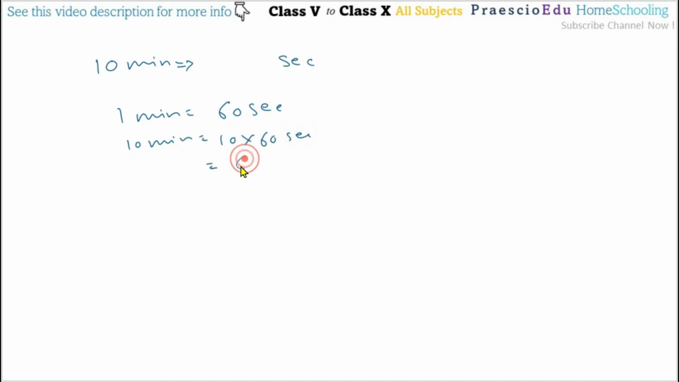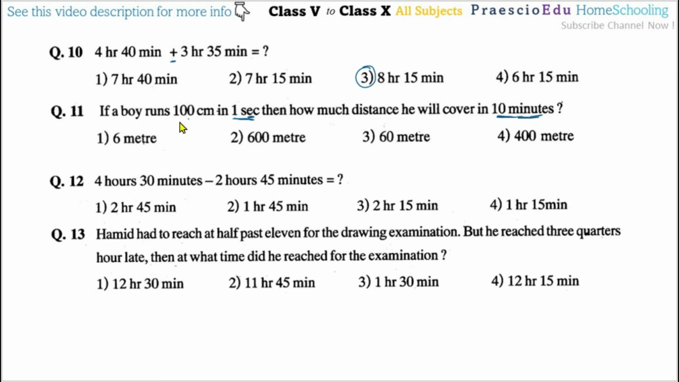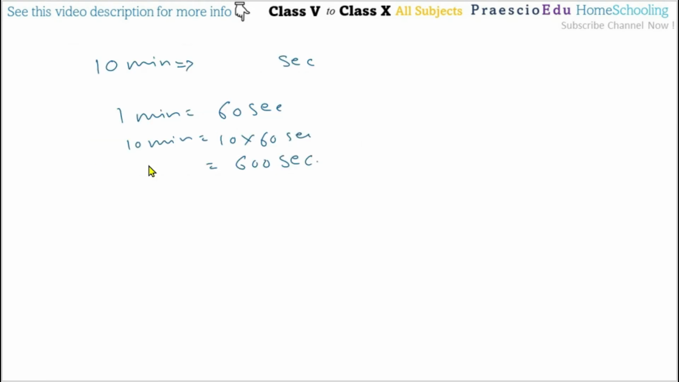So it's 600 seconds. Now in 1 second the boy runs 100 centimeters, so now we have to multiply 600 seconds by 100 centimeters per second, and that is the distance. Now this second gets cancelled, so centimeters remain. So 600 multiplied by 100 is 60,000. Now this is in centimeters.